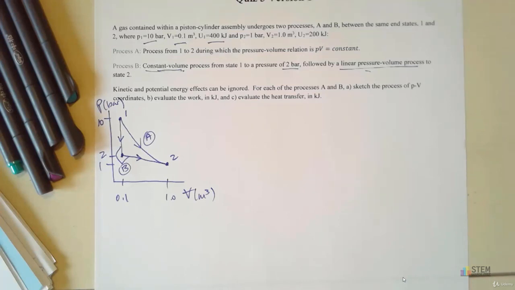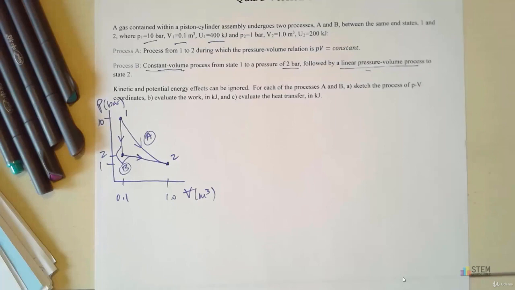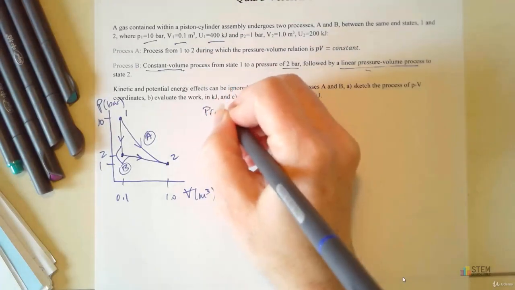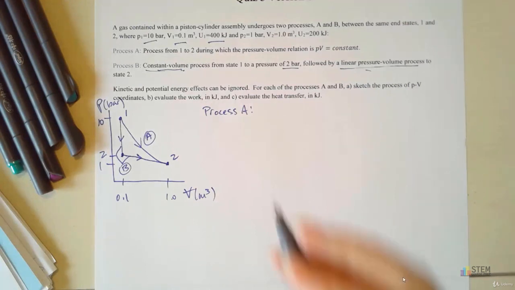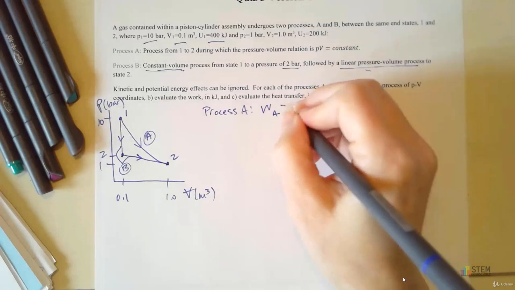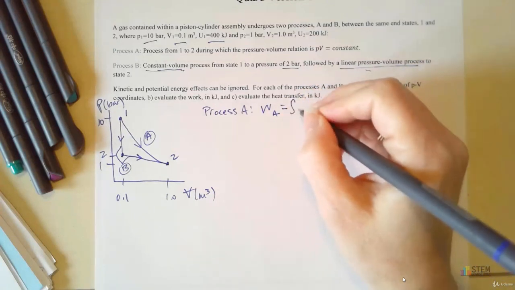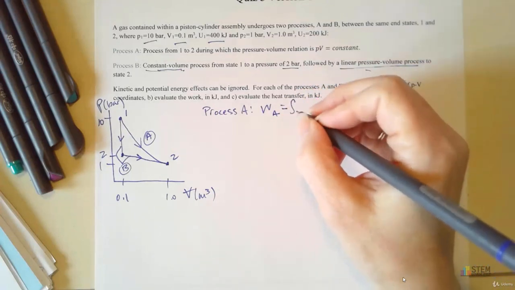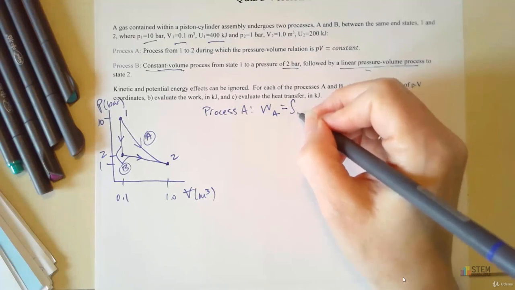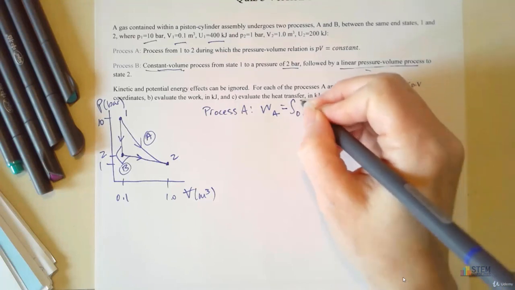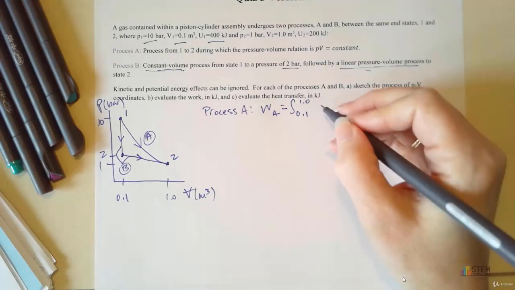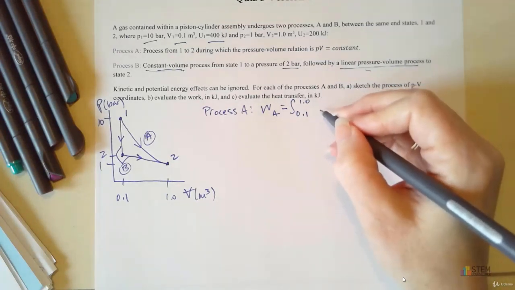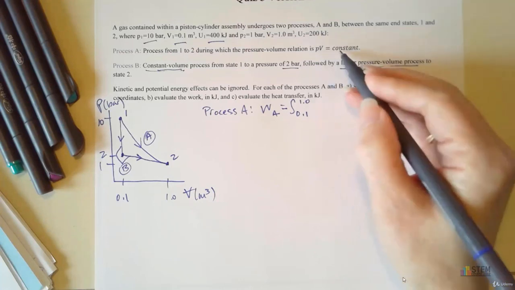Now we want to look at work and heat transfer. Let's look at process A first. For process A, when we look at work, you can use your integral equation. So that's going to be going from our initial volume, which is 0.1, to the final volume, which is 1.0. And then we have to have P in here, the pressure equation. So we know PV equals constant.